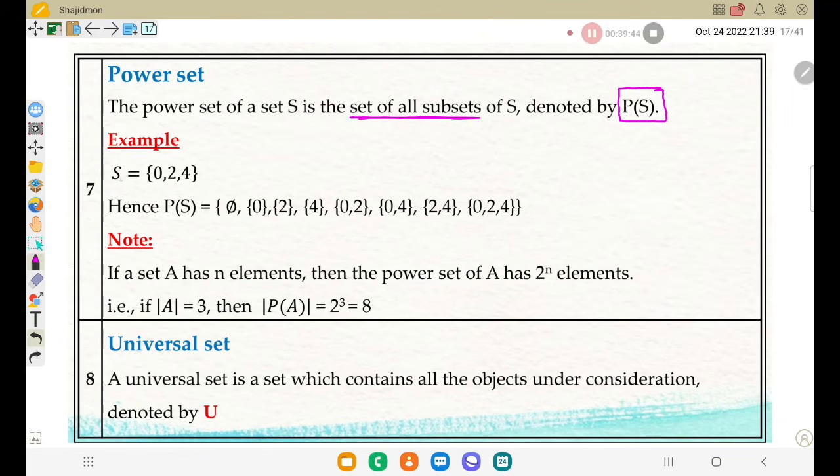For example, see S = {0, 2, 4}. This is the set. How many elements are there? The number of elements of S is 3, correct? Now, write all the subsets of this set. So what we will do, I will show here: the set {0, 2, 4}. This is the set S.